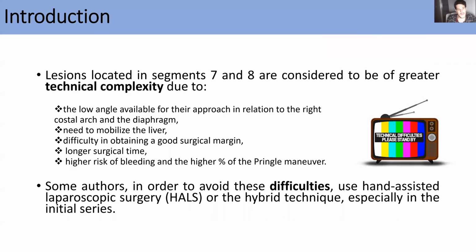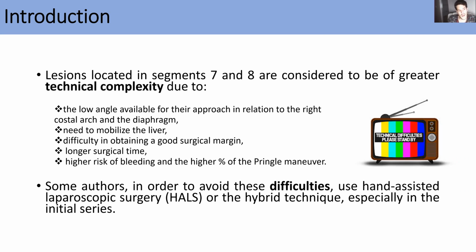As you know, lesions located in segments 7 and 8 are considered to be of greater technical complexity due to the low angle available for their approach in relation to the right costal arch and the diaphragm, the need to mobilize the liver, difficulty in obtaining a good surgical margin, long surgical time, and the high risk of bleeding and the higher rate of Pringle maneuver.